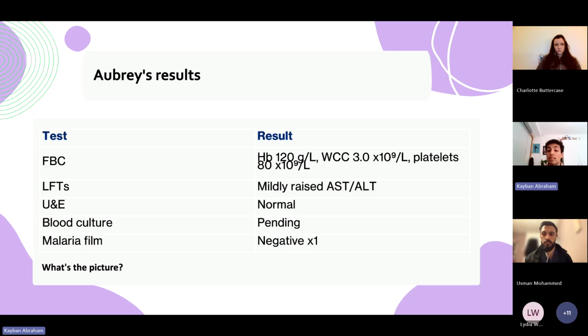I guess a more important question is, are we happy that he hasn't got malaria? So we have a comment saying thrombocytopenia indicating malaria or dengue. Cool. So yes, based off what we just saw, platelets can go low in specific infections. So what about this malarial film then? We've seen that it's negative. Are we happy to rule it out? Yes or no?